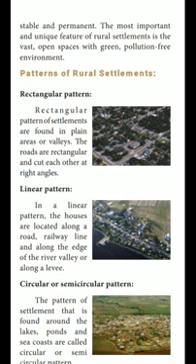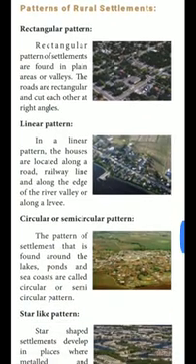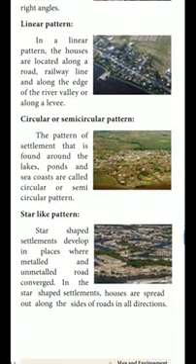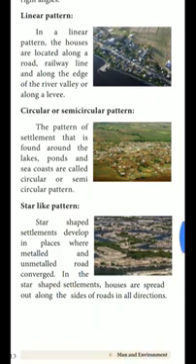Next, third one is the circular or semicircular pattern. This pattern of settlement that is found around the lakes, ponds and sea coast are called circular or semicircular pattern. So mostly where they will build the house means near the lakes or pond or sea coast. Next, fourth one is the star-like pattern.